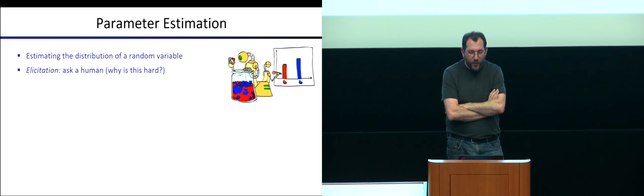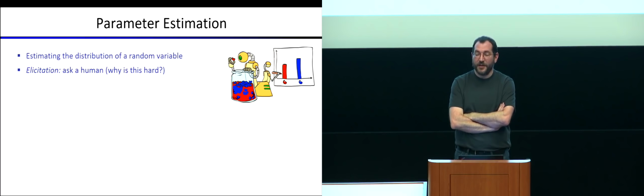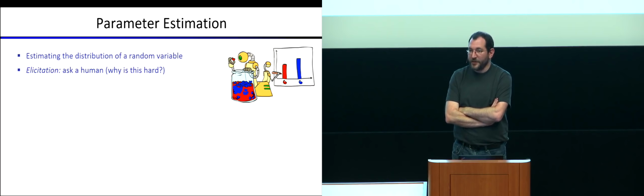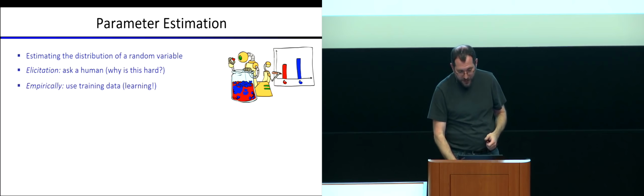You can go to a doctor and say, hey, I'm building a classifier. What fraction of people with meningitis will present with a fever? And a doctor can give you a guess, right? Maybe qualitative. You could also do that empirically. You could use training data. You could go collect a bunch of records of patient treatment or something like that.